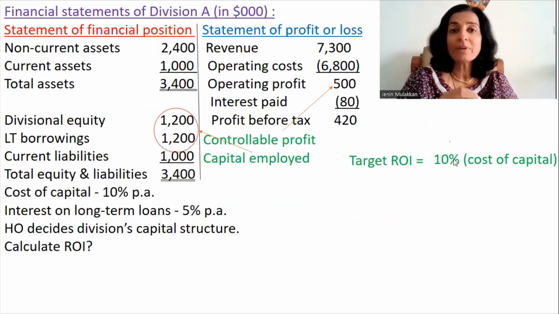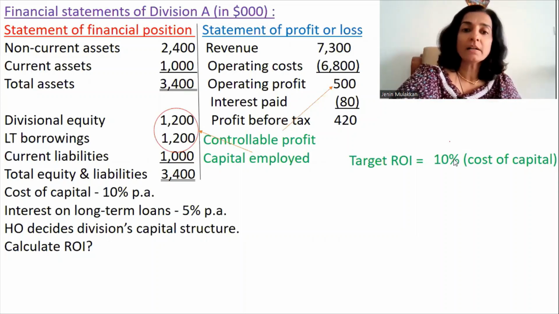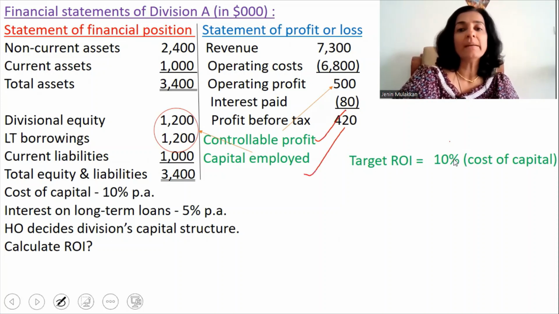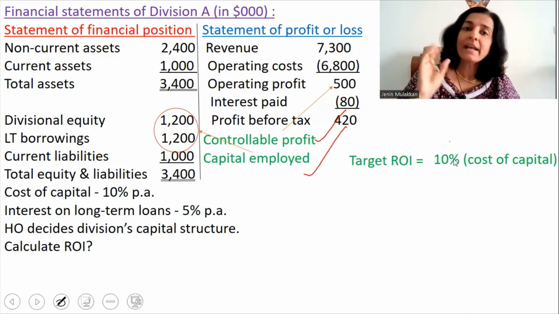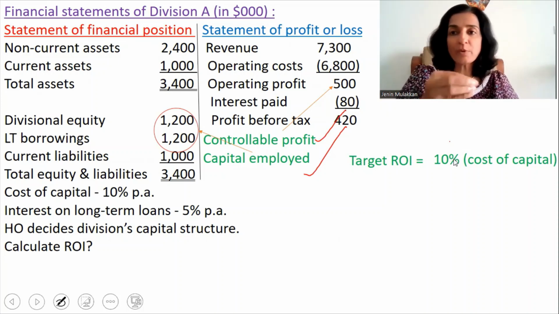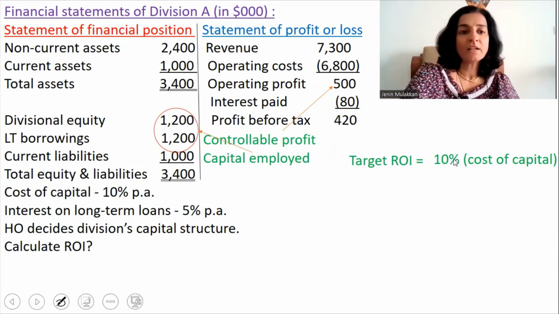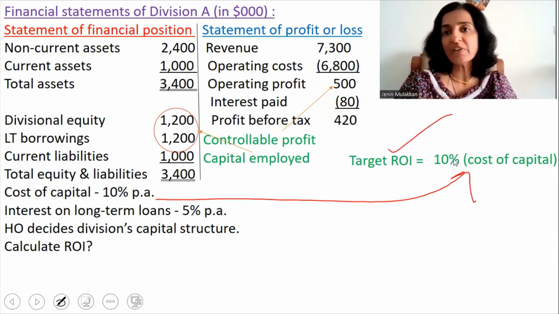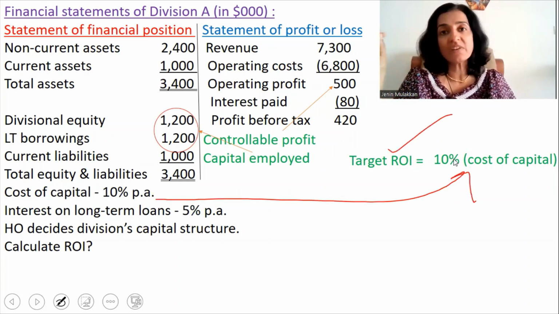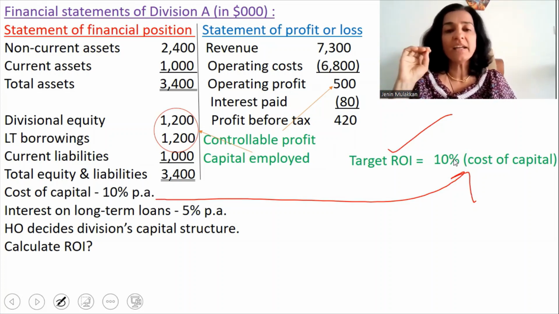So this is the same problem that we had tackled while calculating the return on investment. The controllable profit, the capital employed, everything remains the same for the return on investment and also for the residual income. So I'm not going to explain that again. And the cost of capital is 10%, which is itself the target return on investment, because the target return on investment is not specifically given in the question.